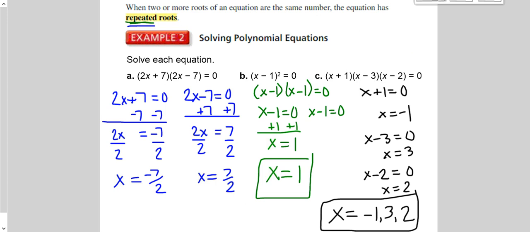And that's example 2. When we get to the end of the lesson, let me know if you need me to go back to any of these. Just tell me which number.